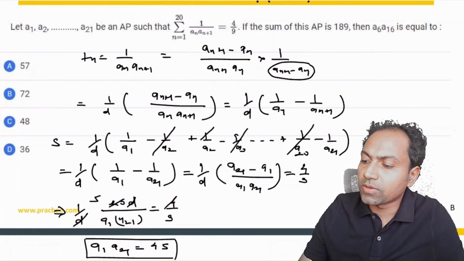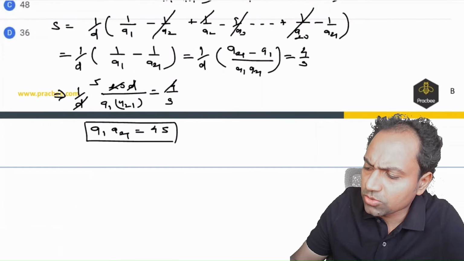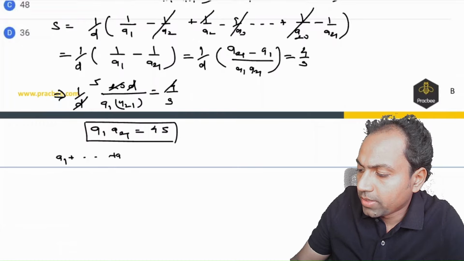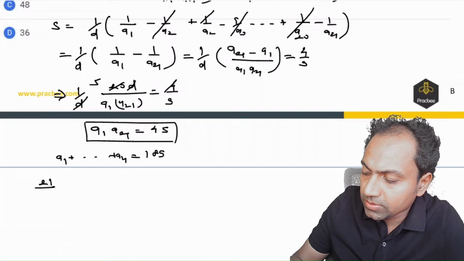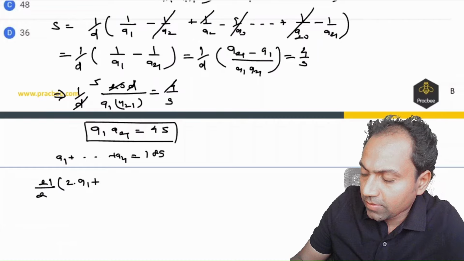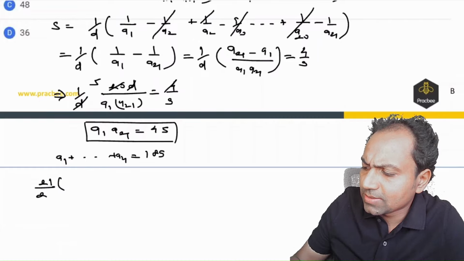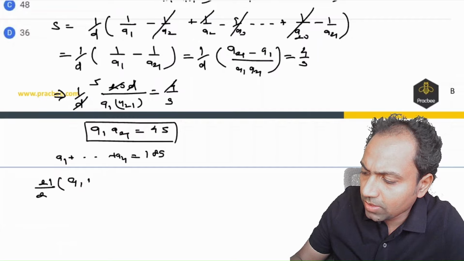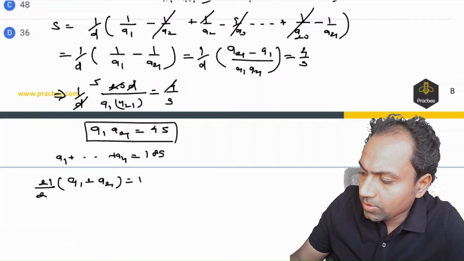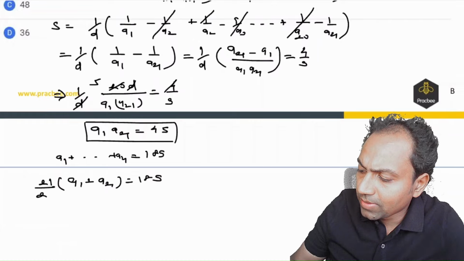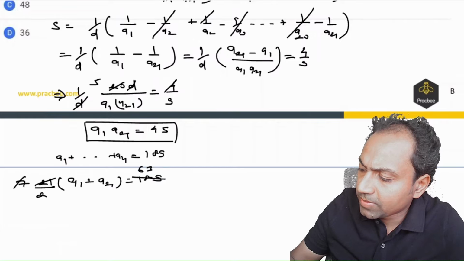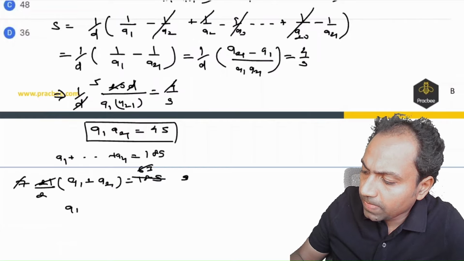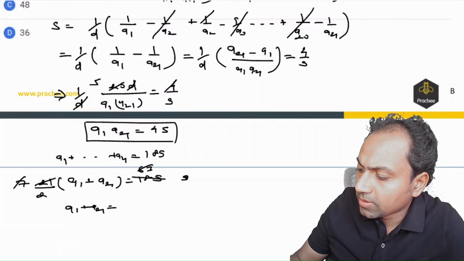The other condition is the sum of terms from a1 to a21 is equal to 189. So let us also write that. If I start from a1 to a21, it is 189. So if I apply my formula on the sum of n terms, it is n by 2, twice of a1, and more importantly, we can write this as first term plus last term. So 21 by 2 into (a1 plus a21) is equal to 189. So what I will get is nothing but 7 here, and this becomes 63, and now if I divide by 7, it becomes 9. So a1 plus a21 is nothing but 18.